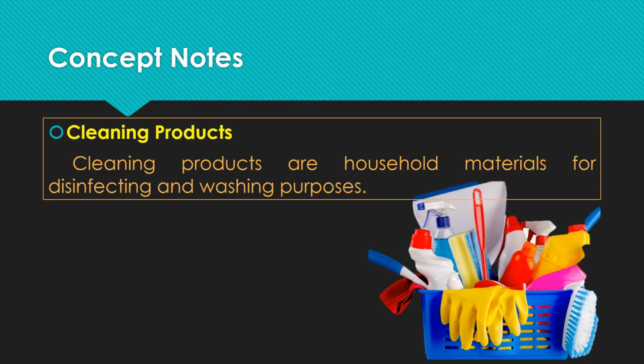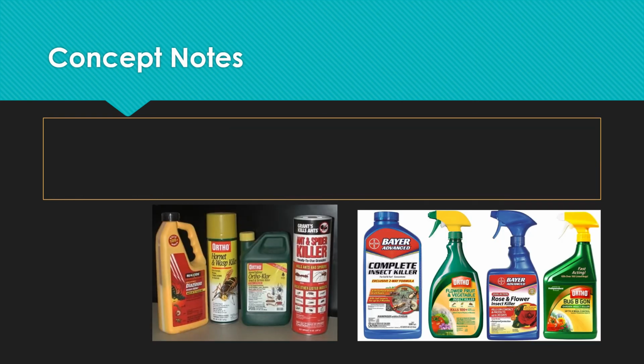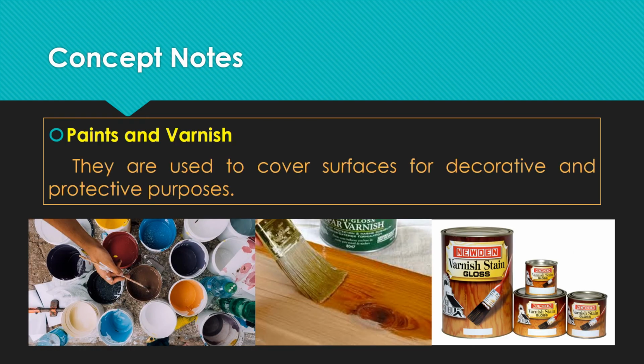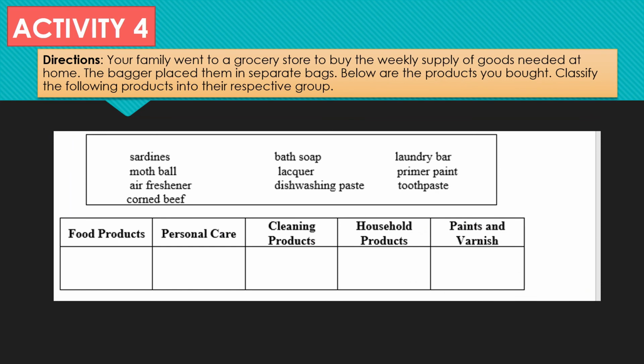Cleaning products are household materials for disinfecting and washing purposes. These include laundry soap or powder, dishwashing paste or liquid, and among others. Pesticides and insecticides are household products used for killing unwanted insects and pests. Shown below are examples. Paints and varnish. They are used to cover surfaces for decorative and protective purposes. Shown below are examples of paints and varnish.